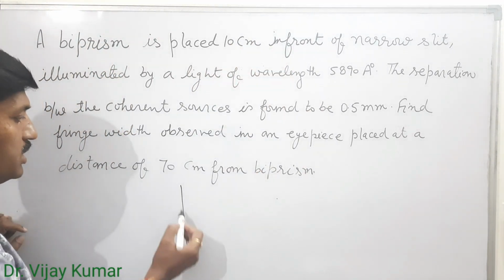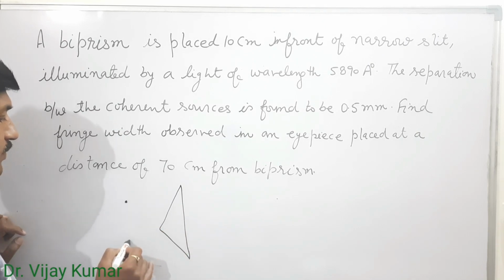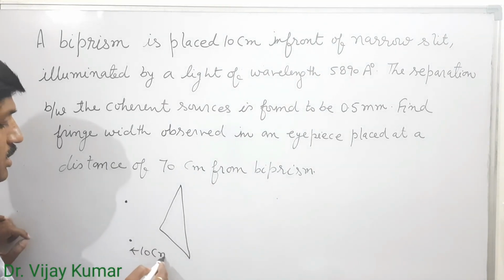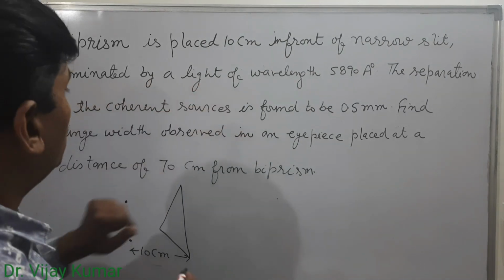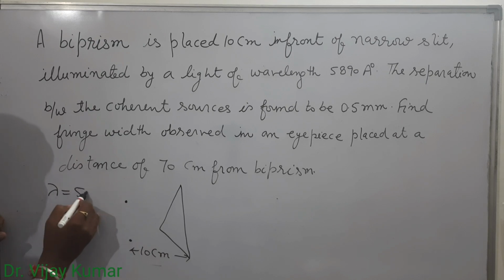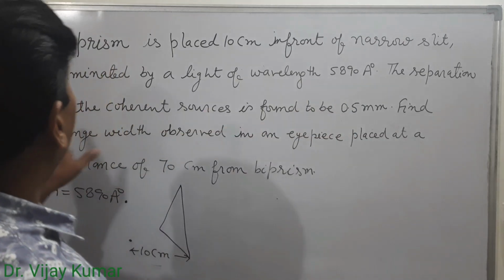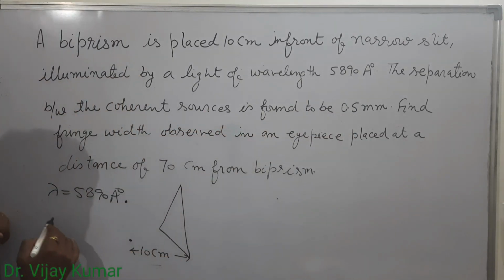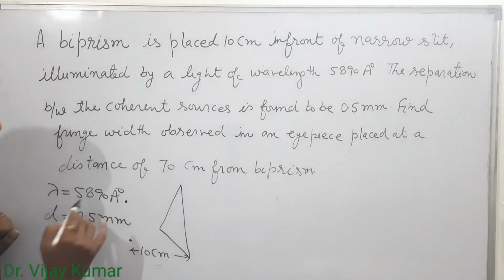Suppose this is a biprism and these are the narrow slits, and this is 10 centimeter. It is illuminated by a light source of wavelength 5890, means lambda is 5890 angstrom. The separation between the coherent sources is found to be 0.5 millimeter. Small d is 0.5 millimeter.